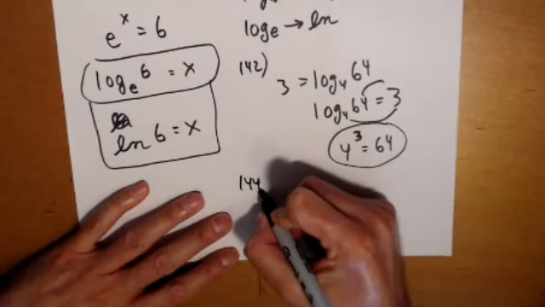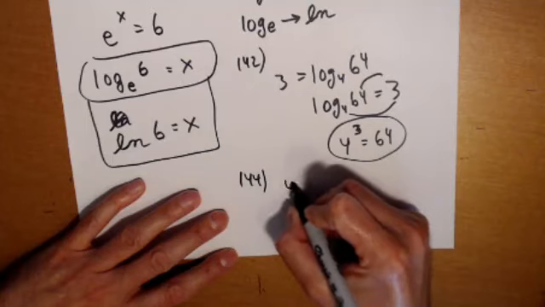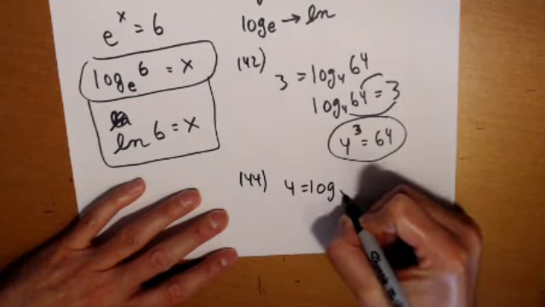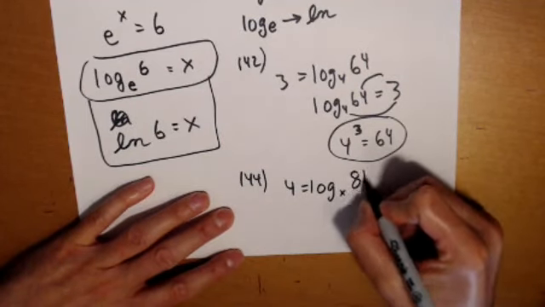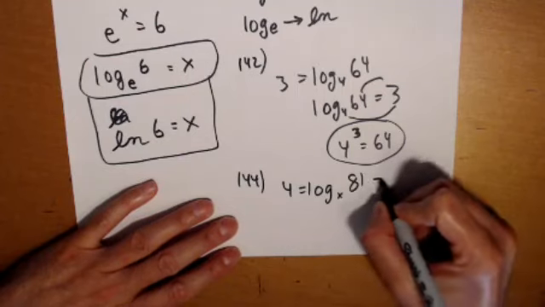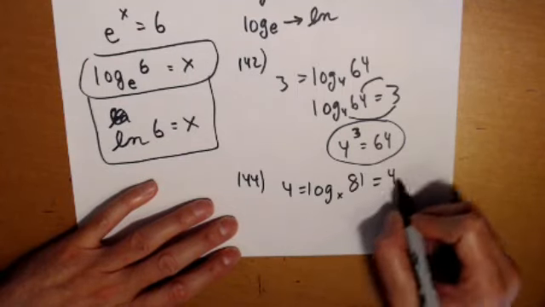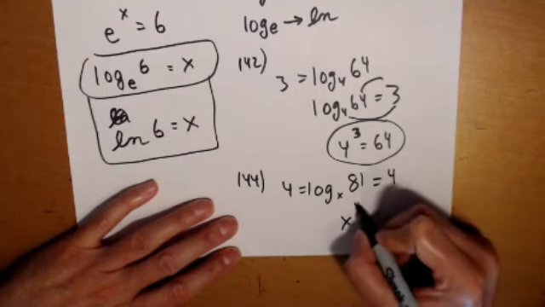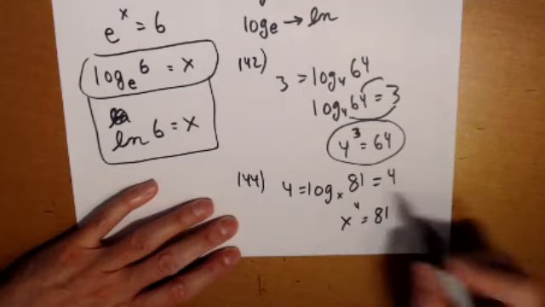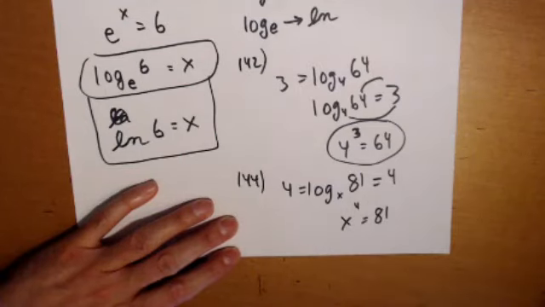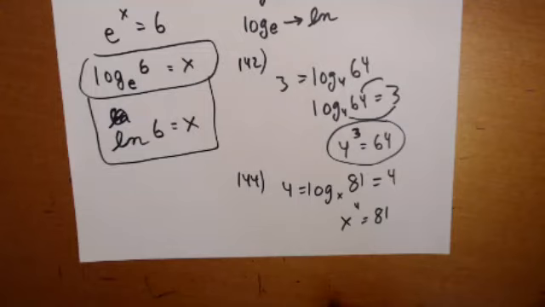One more? Okay. 4 is equal to log base x of 81. I'm going to put the equal 4 on that side so I can see better. X to the 4th is 81. Ta-da! They didn't ask me to solve it. They just said rewrite it. Okay, easy, easy, easy.